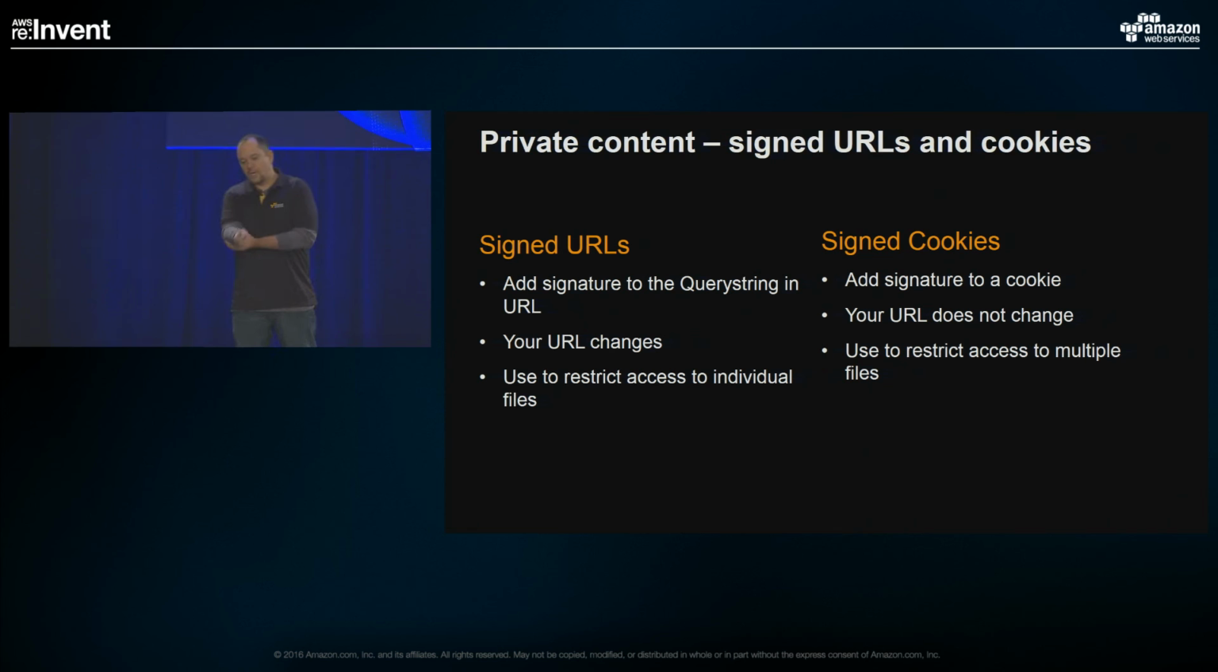The second part of private content is using signed URLs and cookies. Again, you may not have a need for this, but if you do, there are different things you could do with each of these. Both signed URLs and cookies are used to protect either a specific piece of content or a group of content items within your distribution. With signed URLs, you add the signature in the query string, so the URL is going to change. Signed URLs are used mostly for restricting access to individual files, not large amounts of content.